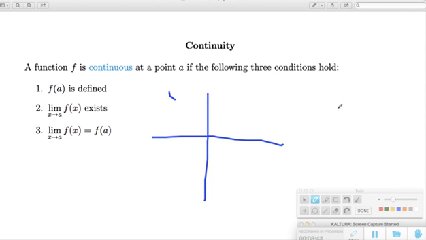So, for example, if you looked at the function y equals, say, x squared, we all know that's just a parabola centered with vertex at the origin. So y equals x squared looks about like this. And it is a continuous function. And you can check all 3 conditions at any one of the points, and it will pass.